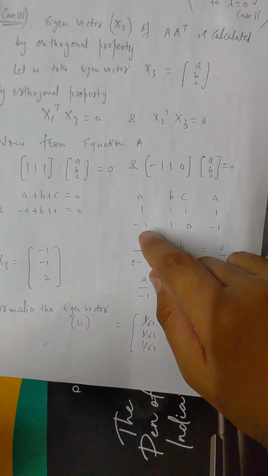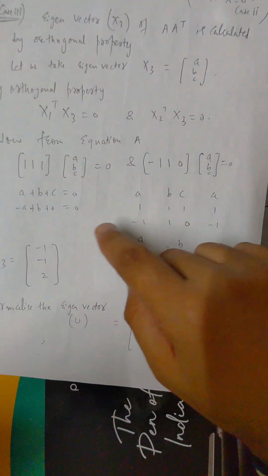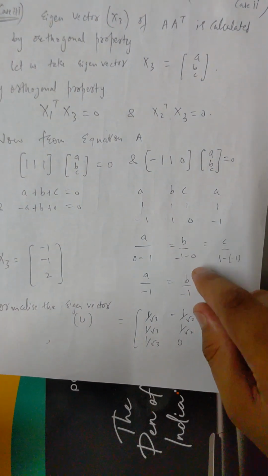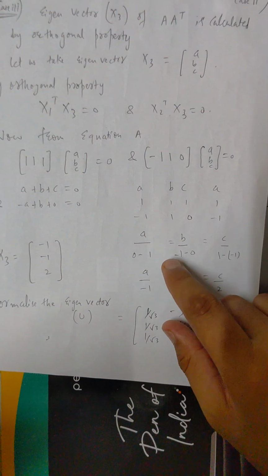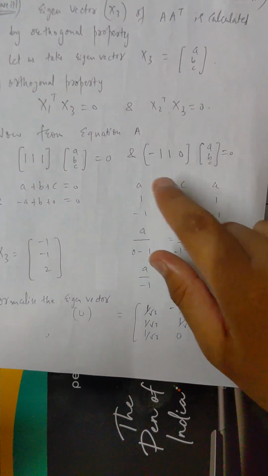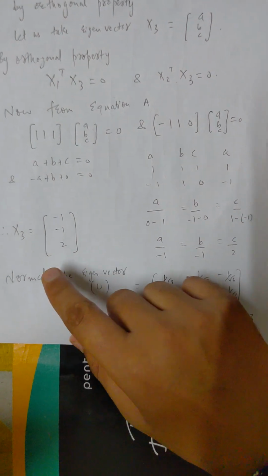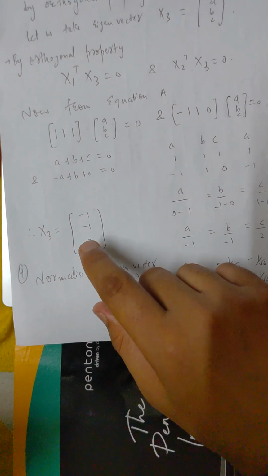Similarly you write the corresponding values of a, b, c and a from this equation, minus a plus b plus 0 is equal to 0. As you can see here, I have calculated by the cross multiplication that I told you in the previous step only. So here I have got the third eigenvector as minus 1, minus 1, 2.